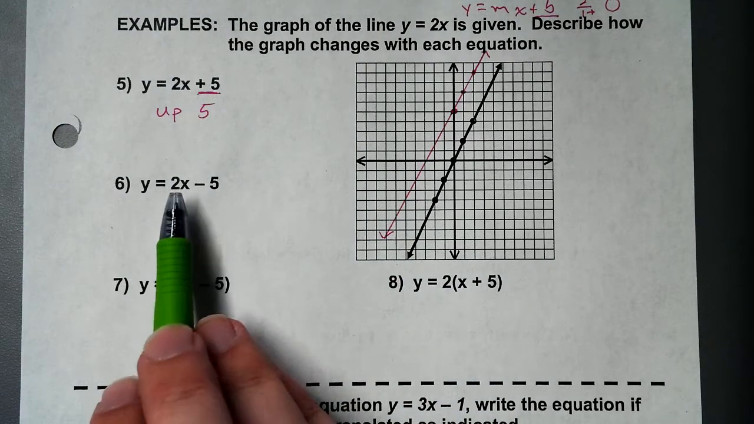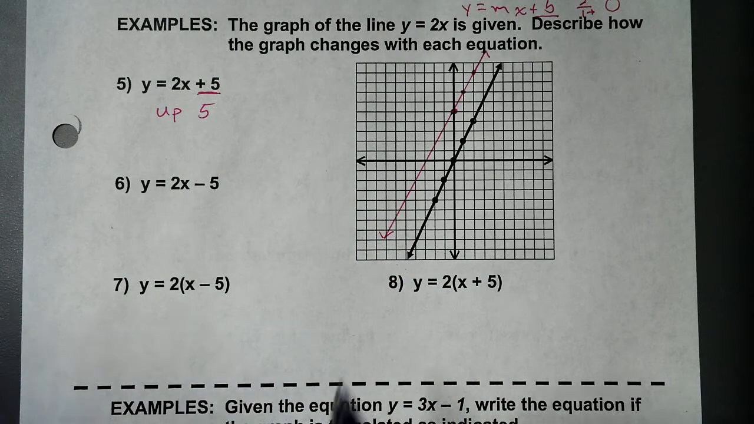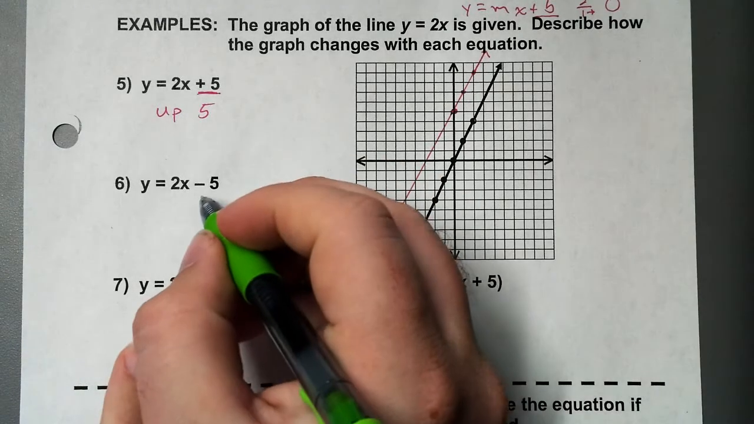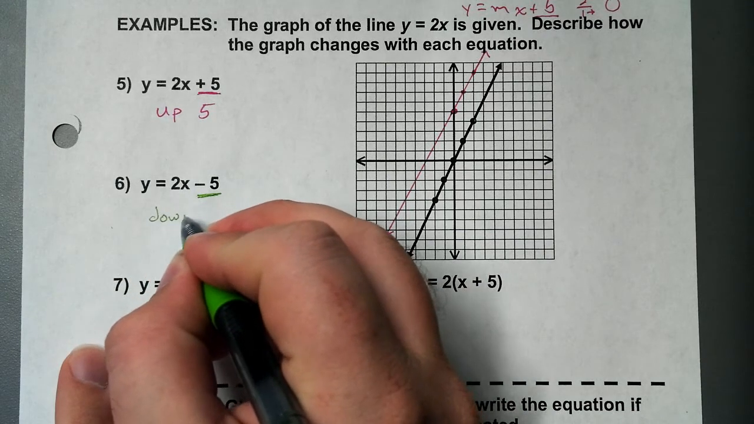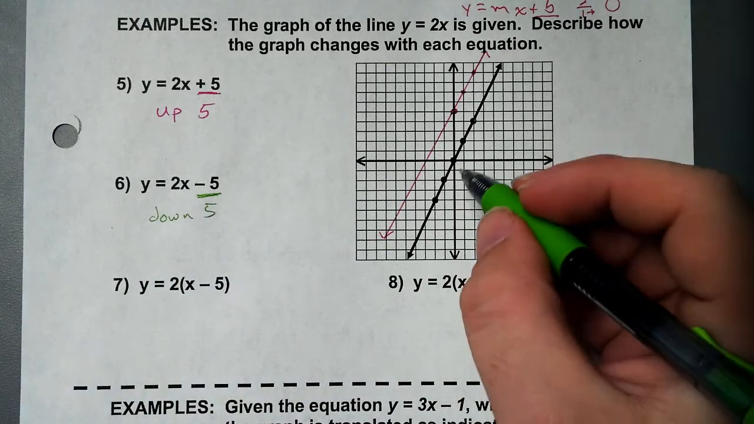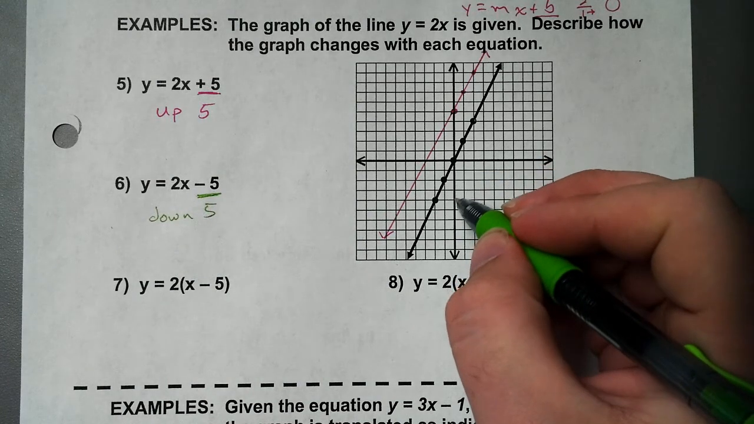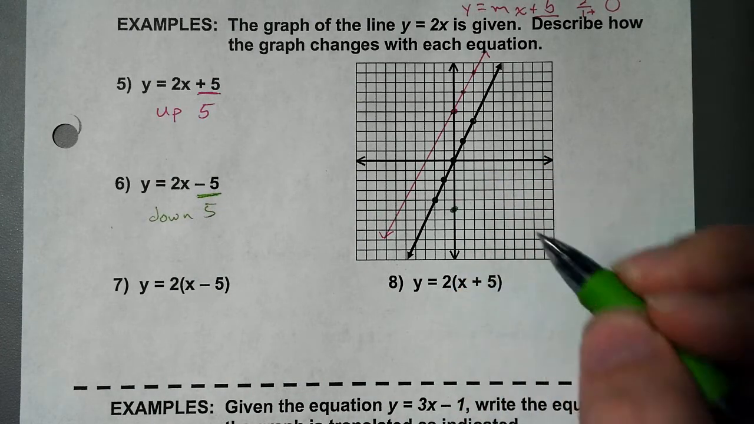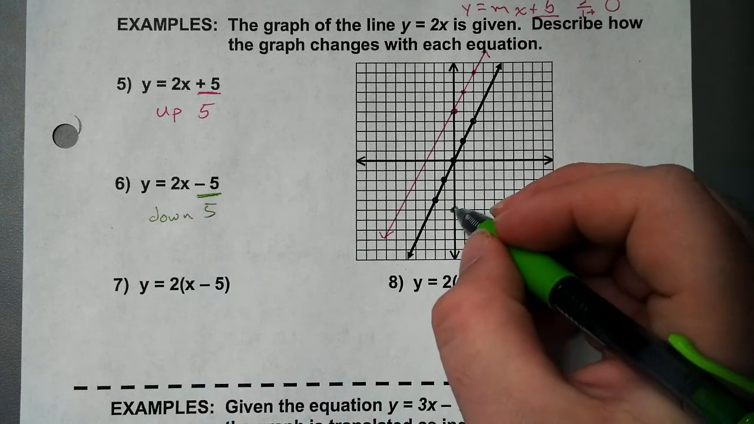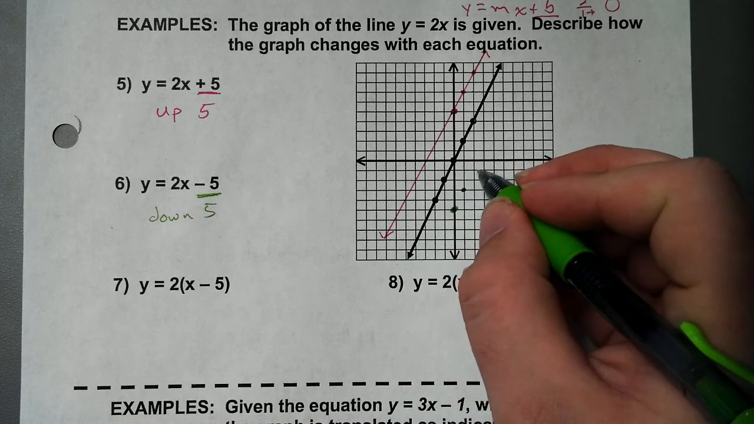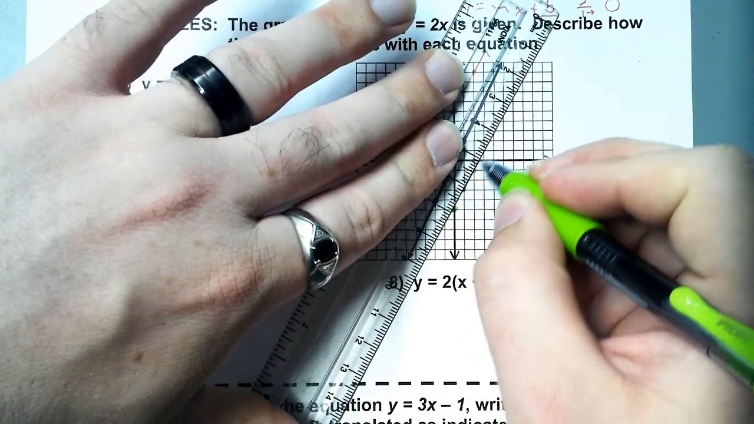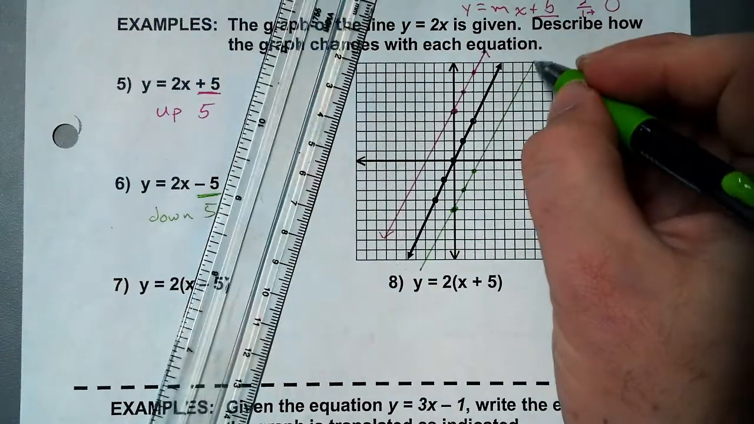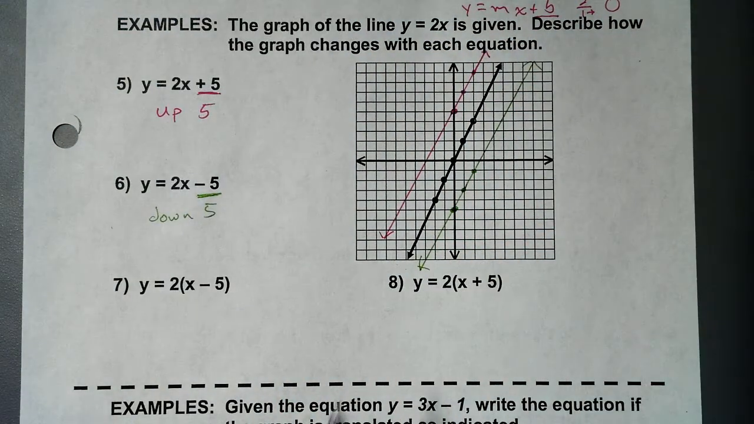On the next one, I've got 2x minus 5. Well, I don't see parentheses, so I know it's just adjusting the y. Minus 5 means it's going to go down 5. So from here, if we went down 5, 1, 2, 3, 4, 5, and then use our slope of 2 over 1 again, up 2 over 1, up 2 over 1, and once I get 3 dots, I go into graph. So we got another parallel line, and it was just down 5 from where it started.